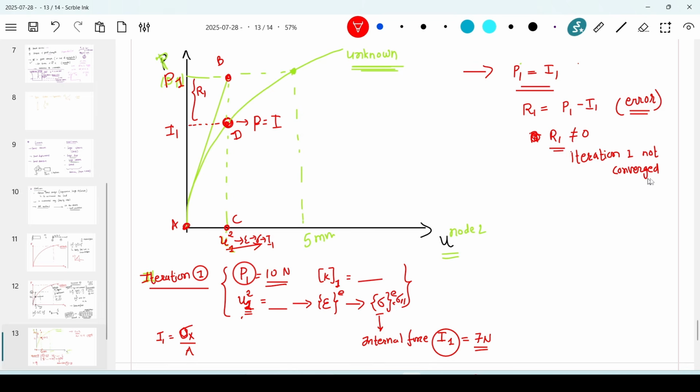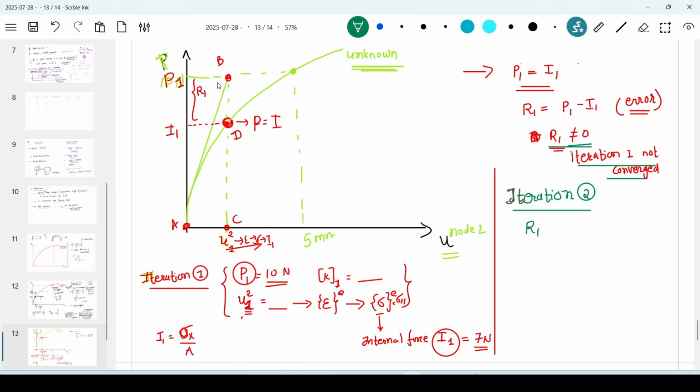Now when this is not converged, the Newton-Raphson method will continue with a second iteration. Put this in a different color because the iteration is not converged. Because the residual is not 0, it will move to iteration 2. So in iteration 2 we follow the same procedure. What is known? R1 is known, that means this load is known.